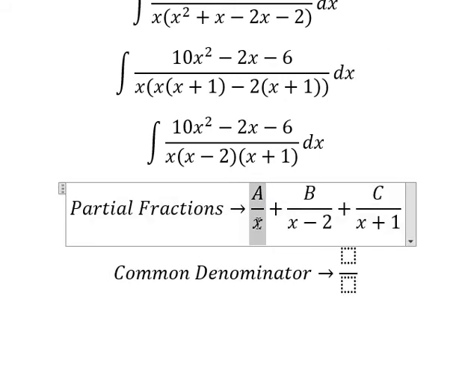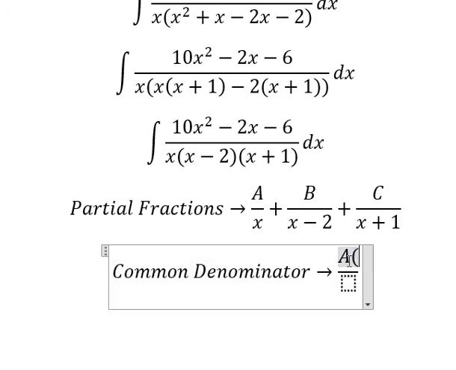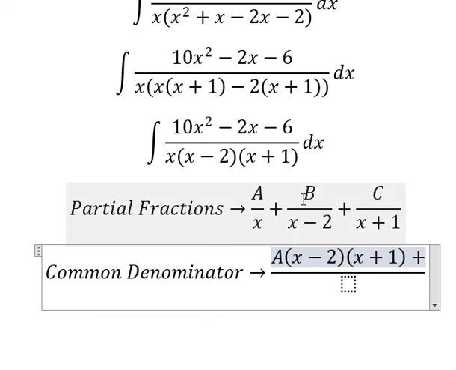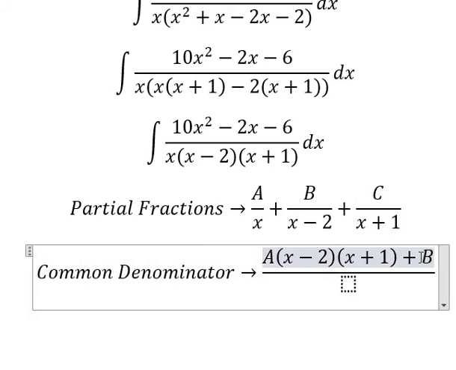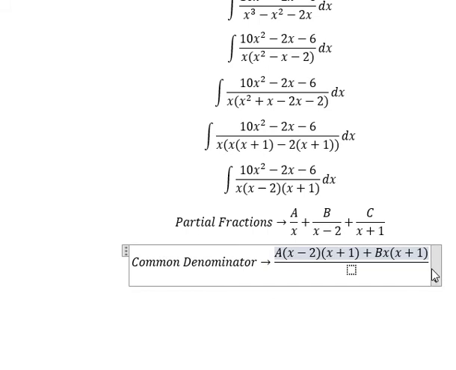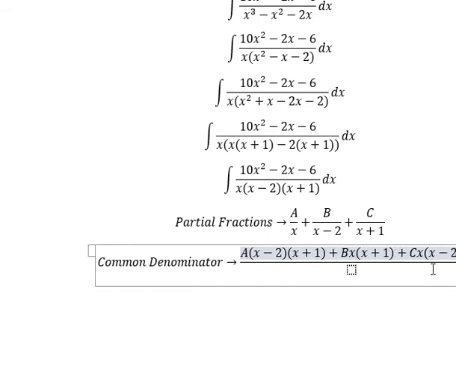So about this one, it is missing s minus 2 and s plus 1. So capital A multiplied by s minus 2, s plus 1. About this one, it is missing s and s plus 1. So capital B multiplied by s and s plus 1. And the next one, that's about s and s minus 2.